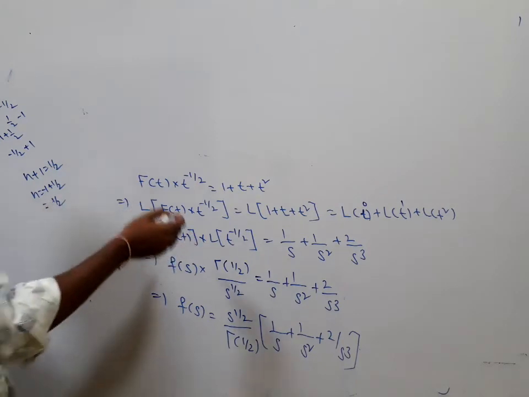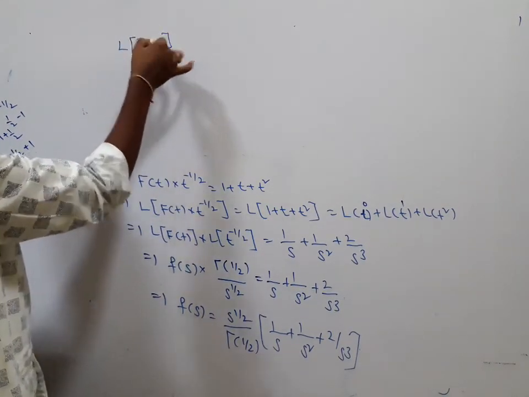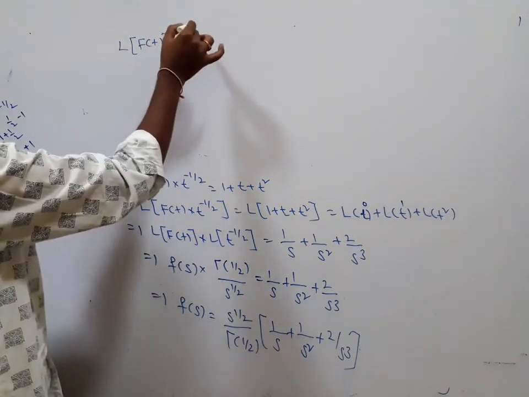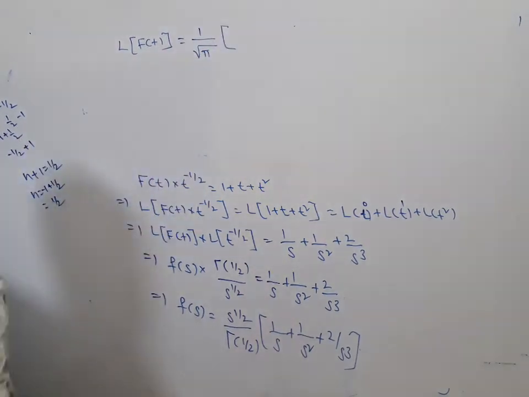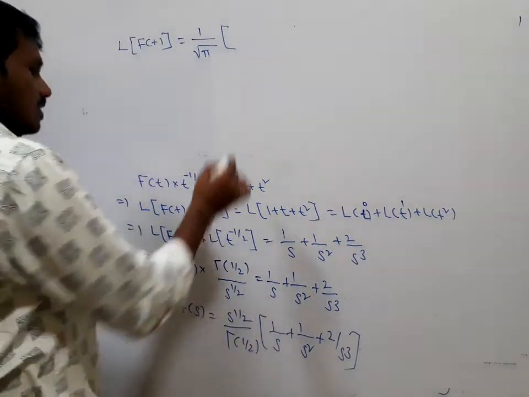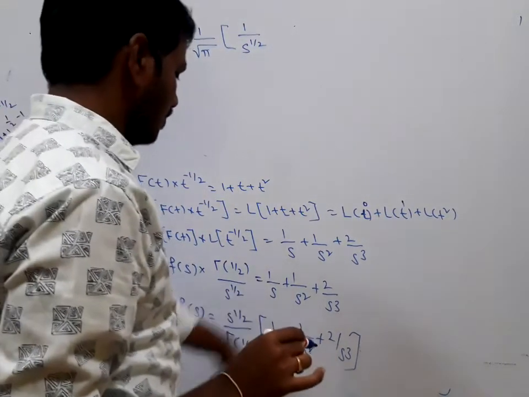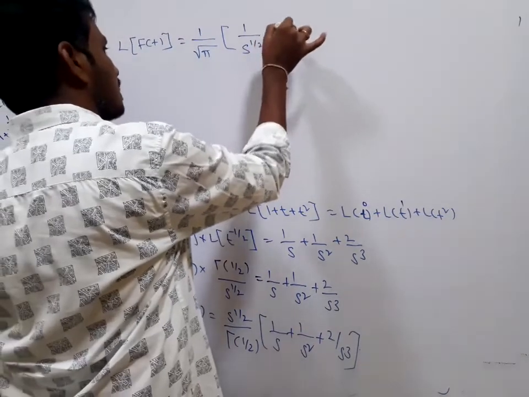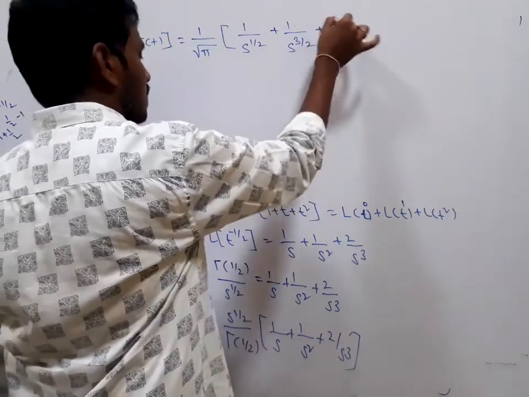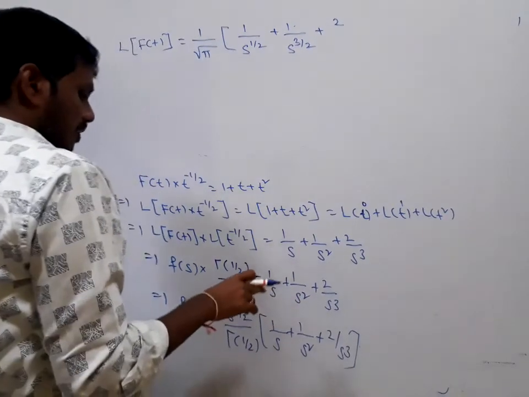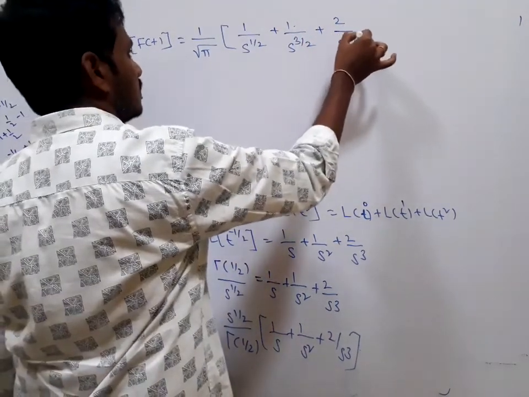So you are multiplying with f, that is L of f of t. F of s is nothing but L of f of t, which is equal to 1 by gamma of 1 by 2, which is root pi. S to the power of 1 by 2 divided by s, that is 1 by s to the power of 1 by 2. Again, next, s to the power of 1 by 2 divided by s square, that is 1 by s to the power of 3 by 2. Next, plus 2 divided by s to the power of 3 minus 1 by 2, that is 6 minus 1 by 2, which is s to the power of 5 by 2.